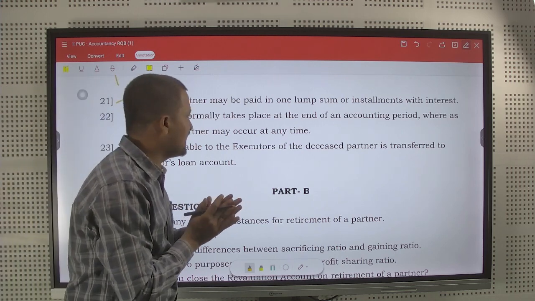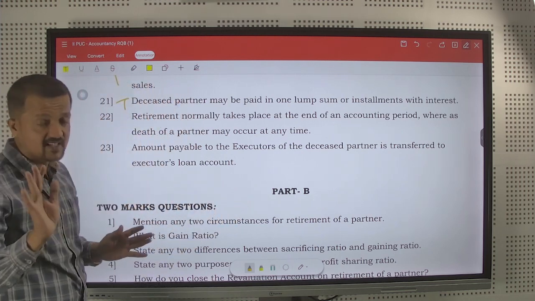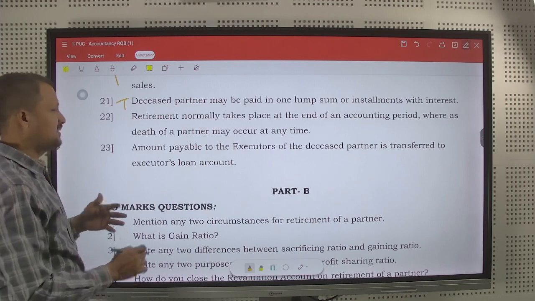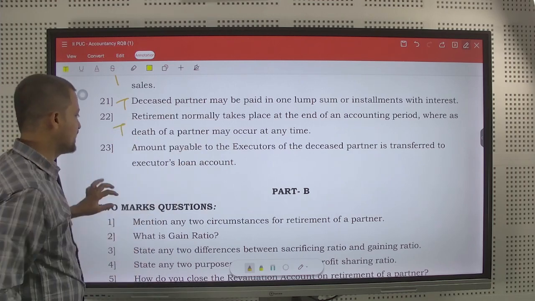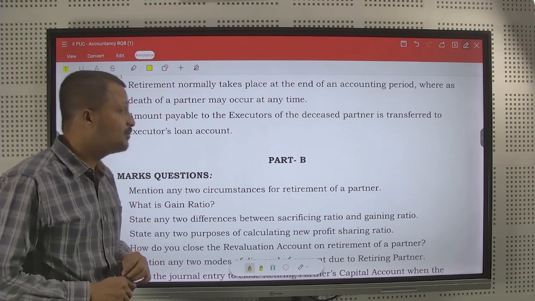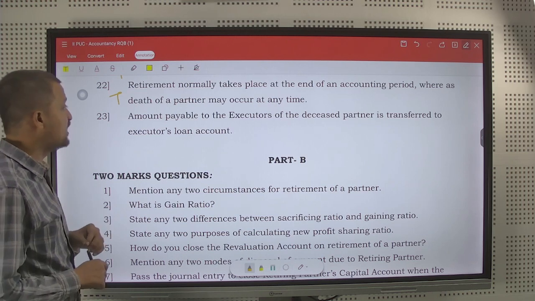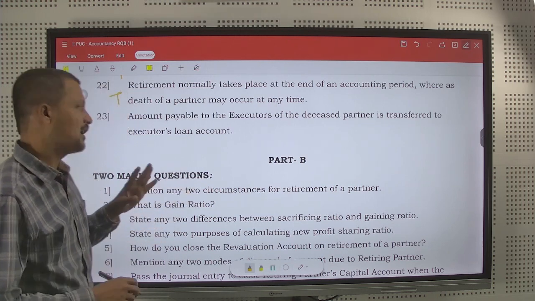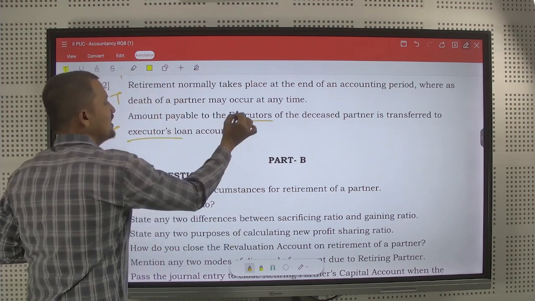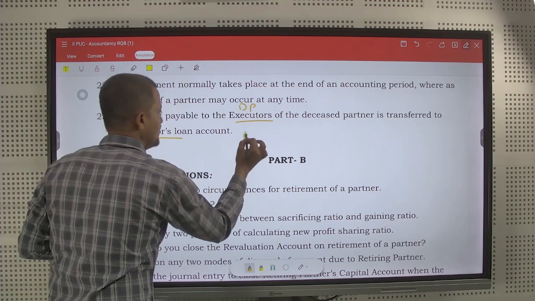Retirement normally takes place at the end of accounting period. Yes, retirement can be planned, whereas death can occur at any time. We know this very well. Death is uncertain. Amount payable to the executor of the deceased partner is transferred to executor's loan account. True, because it is executor, then executor's loan. If it is a deceased partner, then here it will be executor.